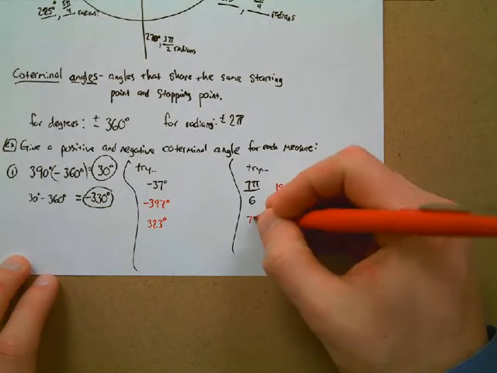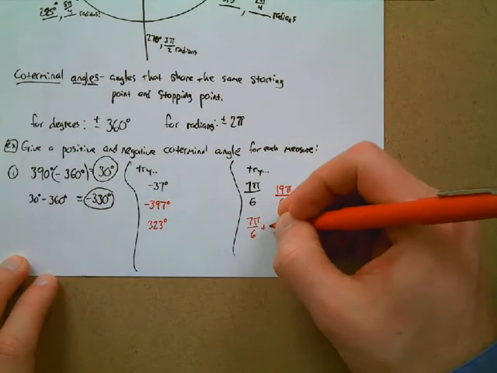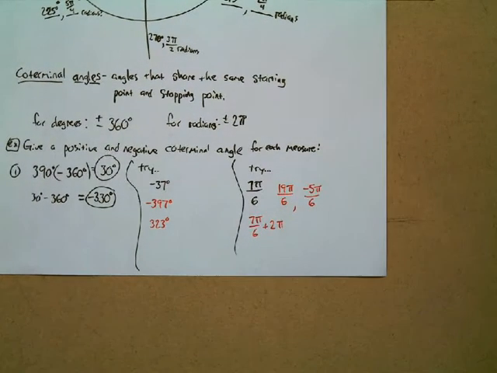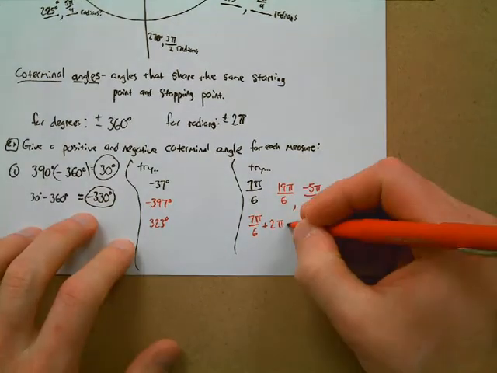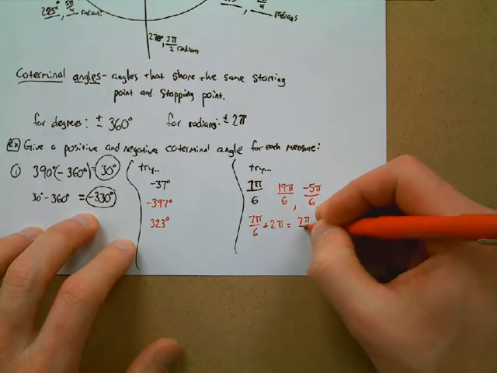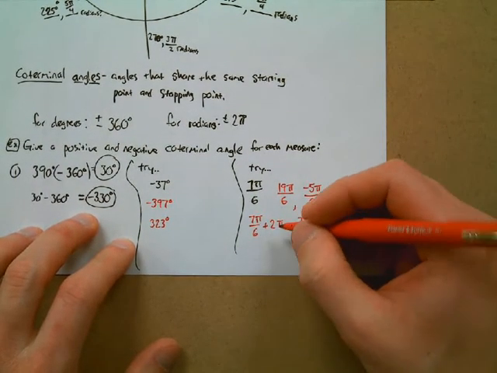So 7 pi plus 12 pi, there's the 19 pi over 6. And by a similar argument, we can do 7 pi over 6 minus 12 pi over 6, right? Because subtracting 2 pi would just be that. So 7 take away 12 is negative 5 pi over 6, and you get that one. Okay? So that would be the idea there.